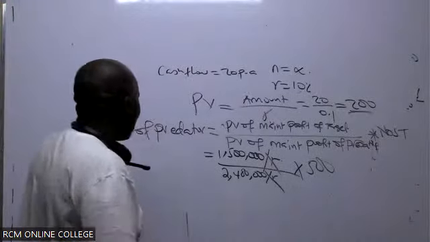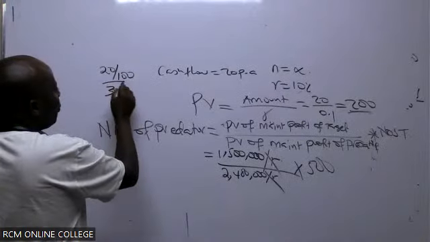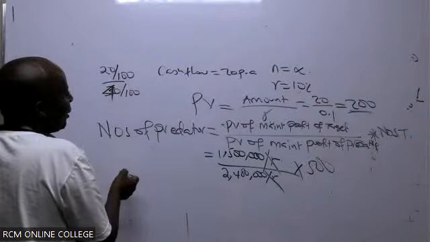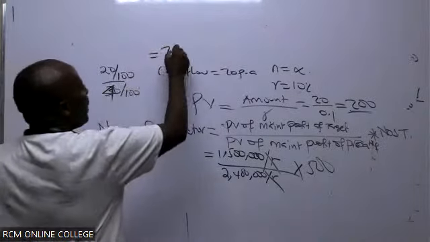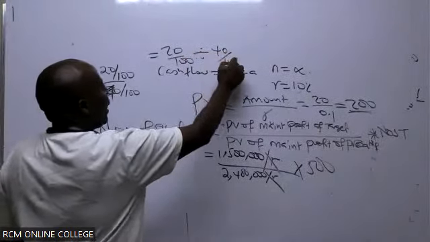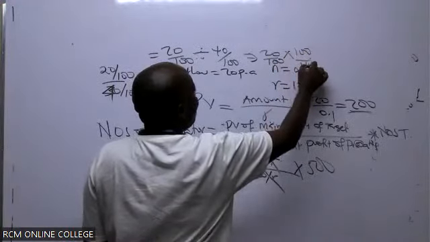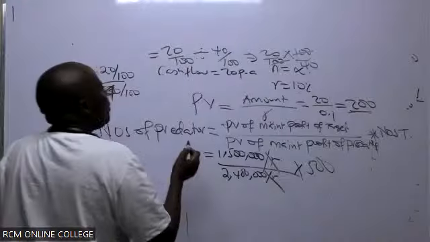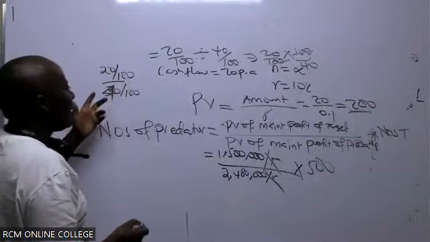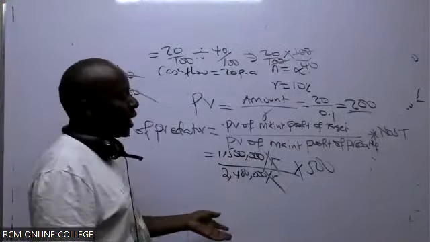Just like this. Please listen here. If you're given like 20 over 100, divided by 40 over 100, trust you me, this will be the same as saying 20 over 100 times 100 over 40. So if you can see, at the end of the day we're getting 20 over 40. If these denominators are the same, we always cancel them directly. So we shall cancel this R and this R.